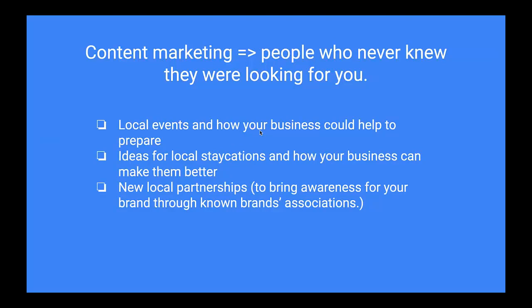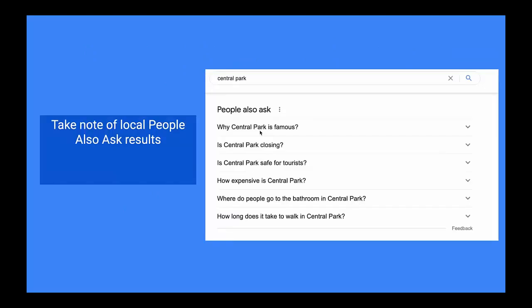Now, just to give you a few ideas, you can cover local events and how your business could help people in your area to prepare for them. You can list some ideas for staycation and how your business can make them better. And you can announce new partnerships and bring some awareness to your business through already well-established names in your area or in your niche. So these are good ideas to start with when you develop a content editorial calendar for your blog or website.